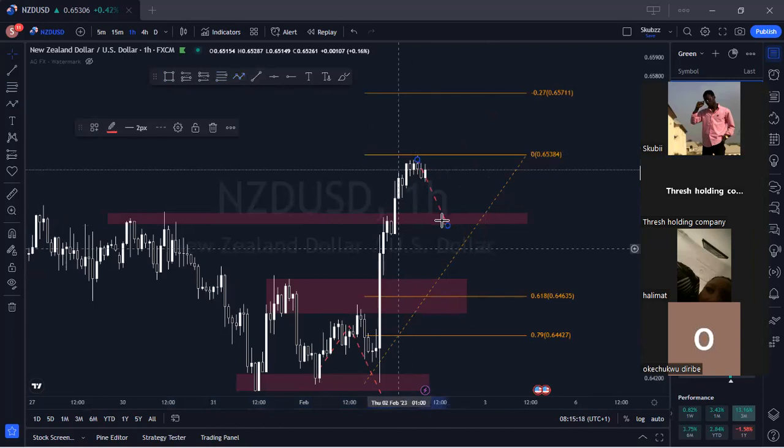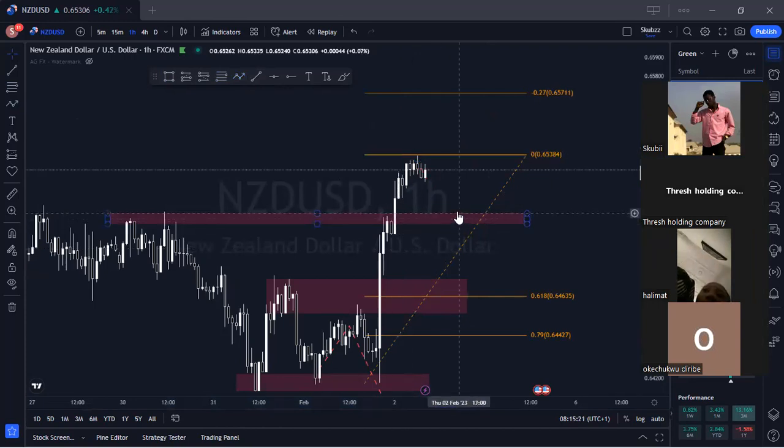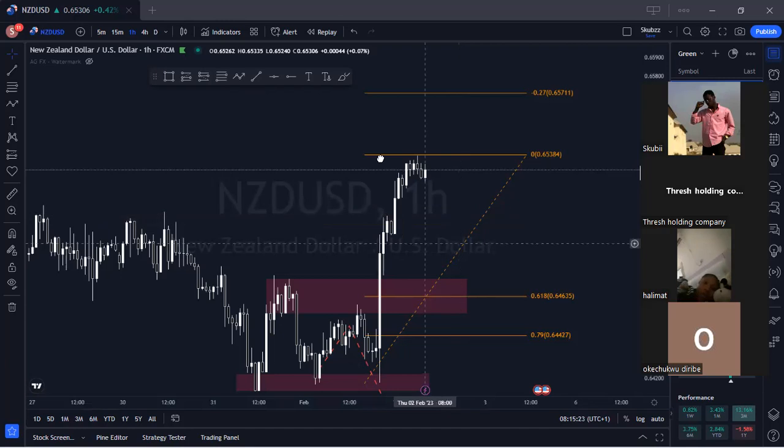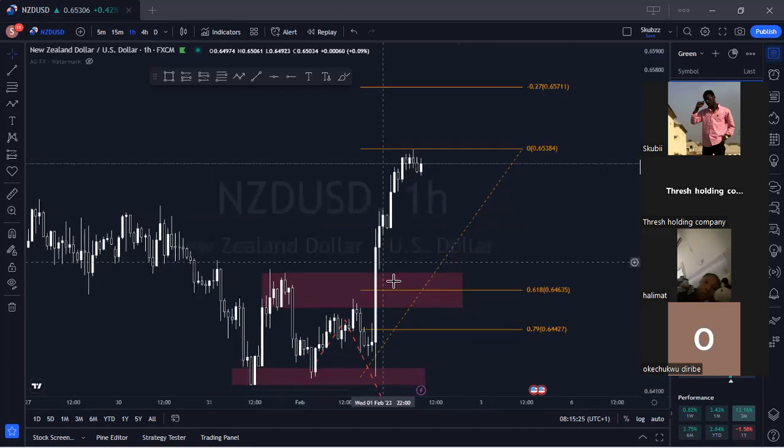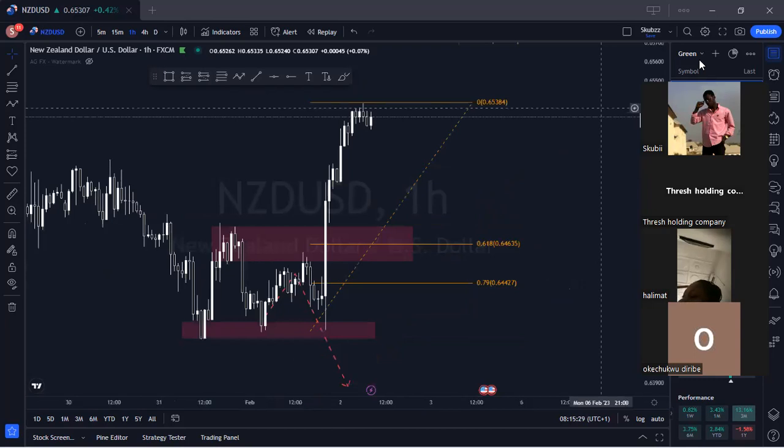But the zones I'm paying attention to, the zones I would like to see price react at, are basically this area here around the 0.618. That's where I'd like to see price react. That's an area I'm comfortable taking an entry from.